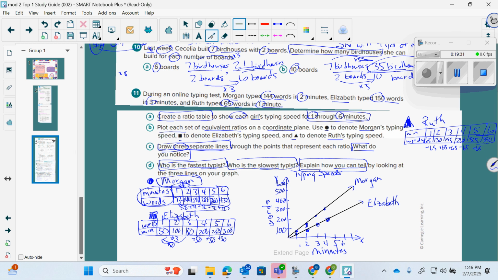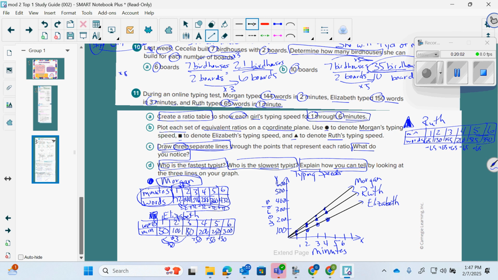Get a little more separation from Morgan's line. At 3, it's 195. Now we're starting to really see the separation, so we'll be able to tell those 2 lines apart. At 4, we're at 260, so just below. So you can see as we kept going, there's more and more separation between those 2 lines. And so our last one for Ruth is going to be right in between the two of them.